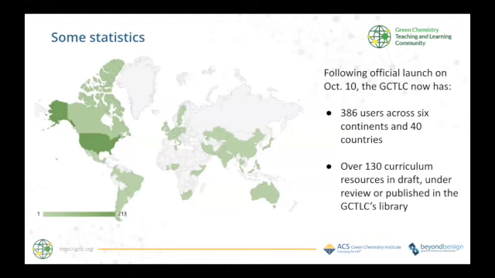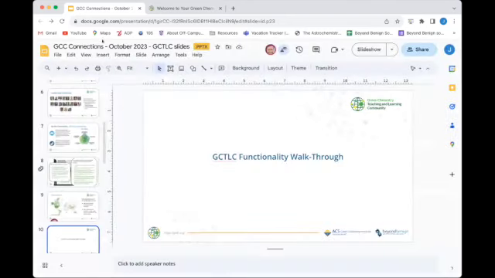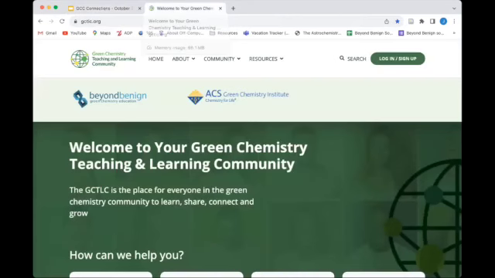So with that, we now have over 130 curriculum resources in draft, under review, or published in the GCTLC. I think just over 100 of them are now published, so you can find them in the searchable library. We'll show you that in a second. And with that, I actually did want to do a very quick walkthrough to show you exactly what that looks like. So if you are interested in going to the GCTLC and you haven't had a chance yet, this is your chance to have a quick peek and explore what the platform has to offer.